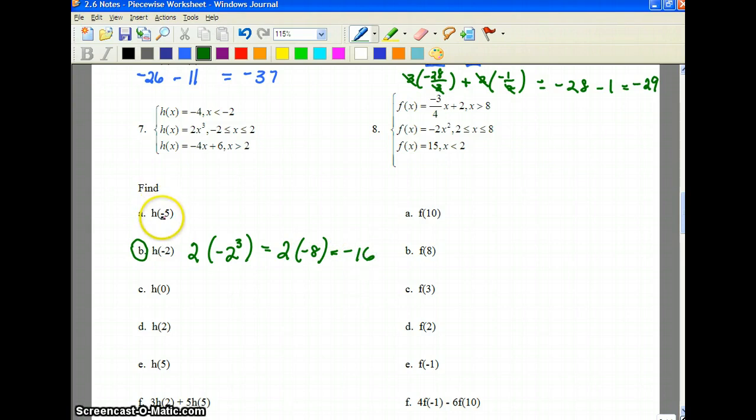Where would you plug in negative 5? Well, that's smaller, so that goes into the top one. Well, no matter what, in this top one, y is equal to negative 4. So you don't really have to do any math on that. It's always negative 4 no matter what you put in there, as long as the number is less than negative 2. All right, so you could finish those. Same type of things as before.